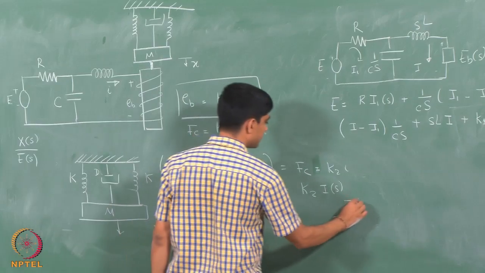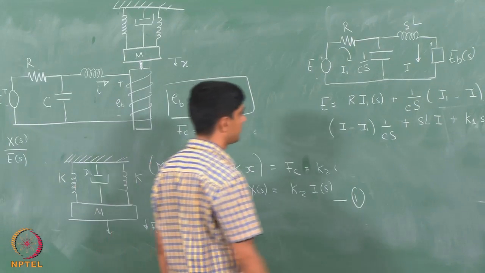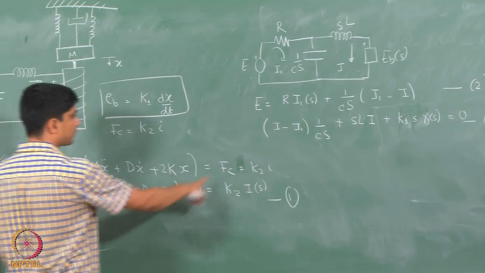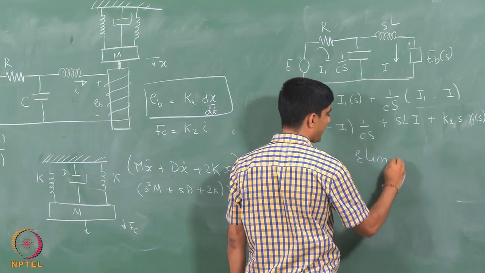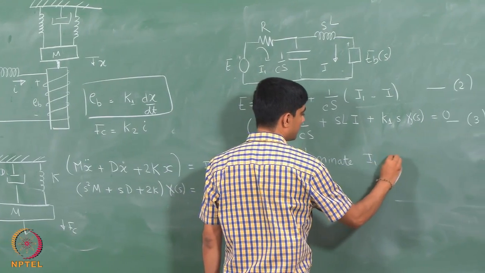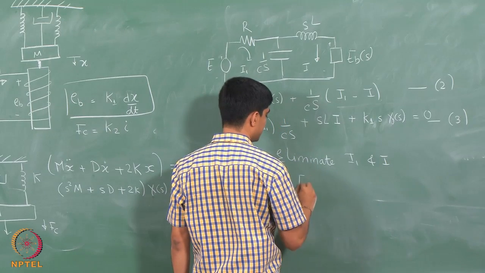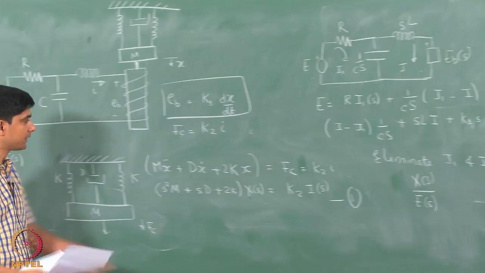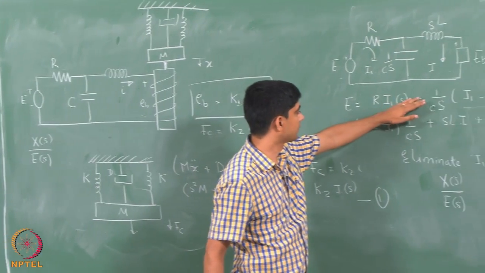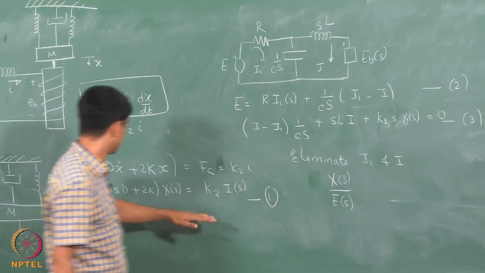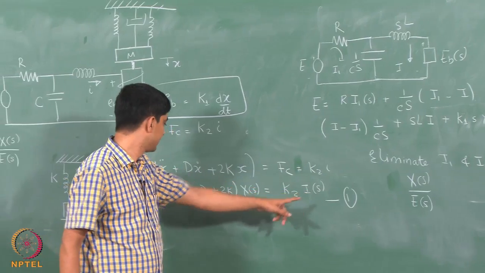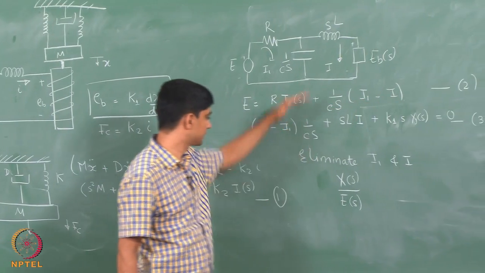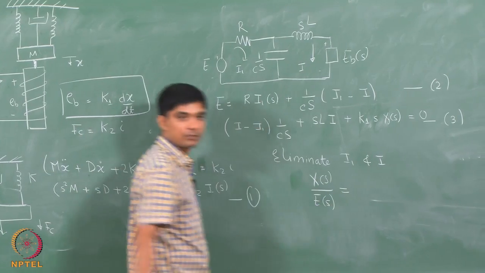So I have this equation relating x and I, and these two equations relating the currents and the input voltage. I can make use of these three equations to eliminate I1 and I, and ultimately find the transfer function x of S over E of S. I will leave the steps for you, but they should be very straightforward. You can eliminate one of the current variables from each equation. Here you can directly write I as something in terms of x and substitute that I over here. Here you could eliminate I1, since you already know I in terms of x. I will leave the computations for you as an exercise.